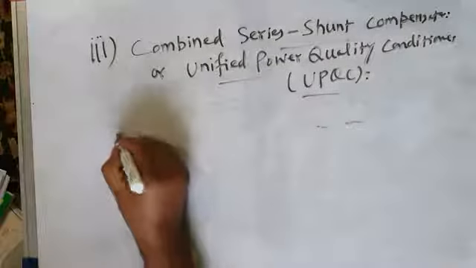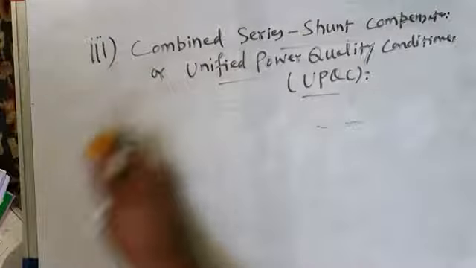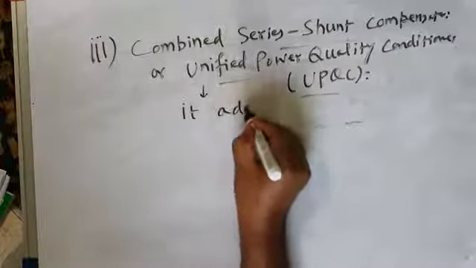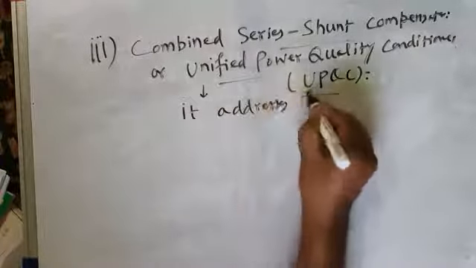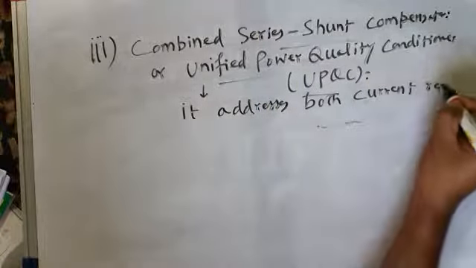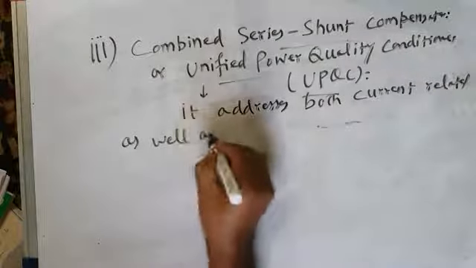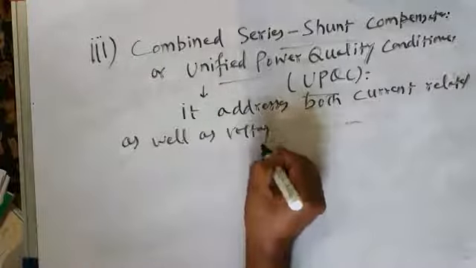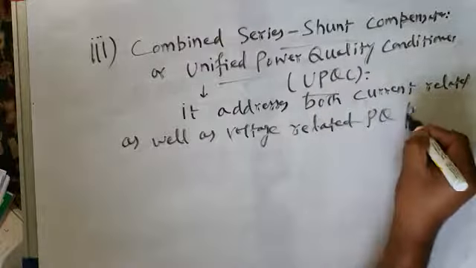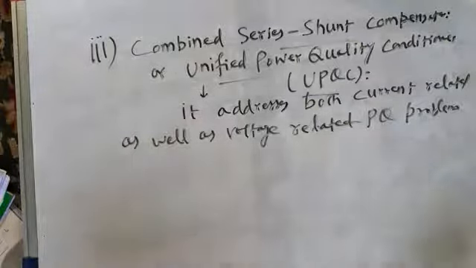It may happen that in your system there are both type of power quality problems, current related power quality problems as well as voltage related power quality problems. So it addresses both current related as well as voltage related power quality problems. That means you need to compensate load and you need to compensate the voltage also.